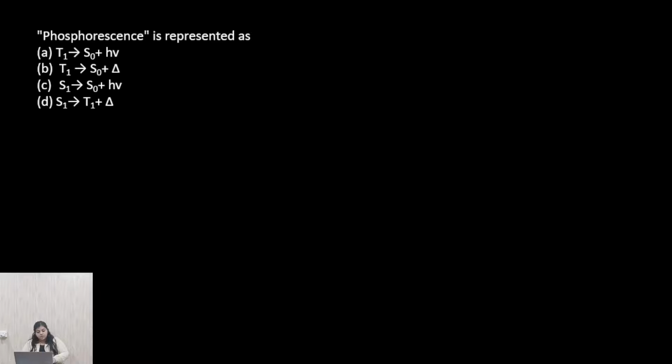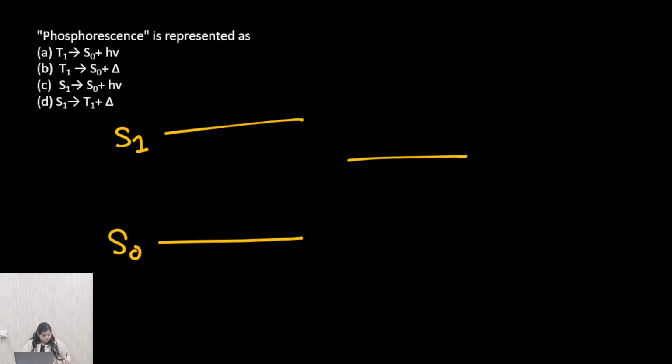Okay, the next one you are having is this. Phosphorescence is represented in the Jablonski diagram, where we see the excitation of the molecules in different states. So we have it like this. Two different states you are having. This is the ground state, which is S0. This is the singlet excited state, and somewhere here lies the triplet T1 state.